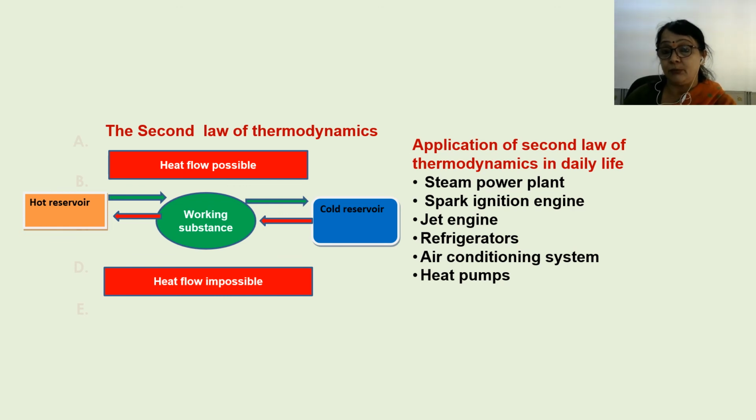Here are some examples of the second law of thermodynamics in daily life: steam power plants, spark ignition engines, jet engines, refrigerators, air conditioner systems, and heat pumps. The diagram shows a simple illustration of the second law of thermodynamics, which shows that in a spontaneous process, heat can flow from a hot reservoir to a cold reservoir, but it is impossible for heat to flow from a cold reservoir to a hot reservoir spontaneously.